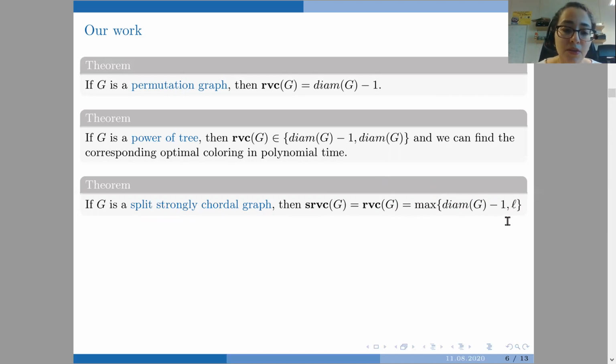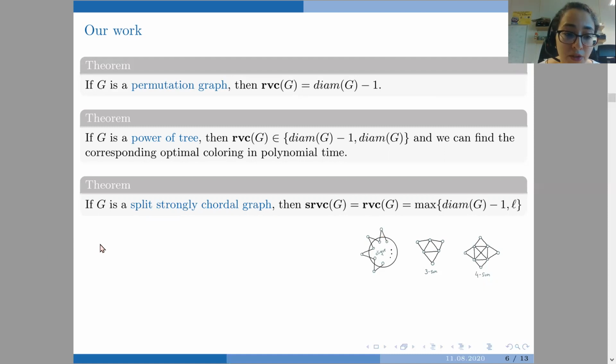So note that the strongly chordal graphs are chordal graphs without induced suns. A sun is a graph that is formed by a clique and an independent set that contains vertices that are adjacent to two vertices of the clique. And so for instance, here we have the example of the 3 sun and here the 4 sun.